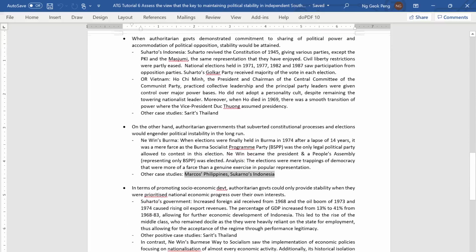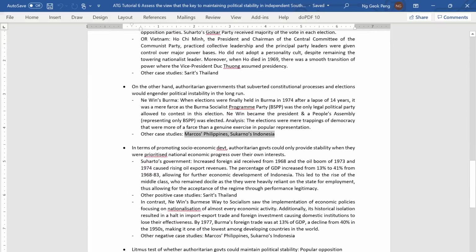Then with regards to criterion 3, which is the ability to promote socioeconomic development, it is also a mixed record. The positive example is Suharto's government, and another positive example of criterion 3 is Sarit's Thailand. The negative example is Burma, the Burmese Way to Socialism. Other negative examples will be Marcos and Sukarno.